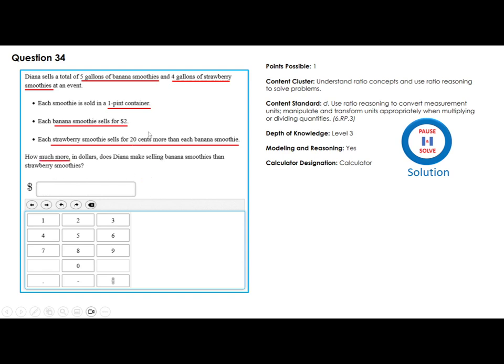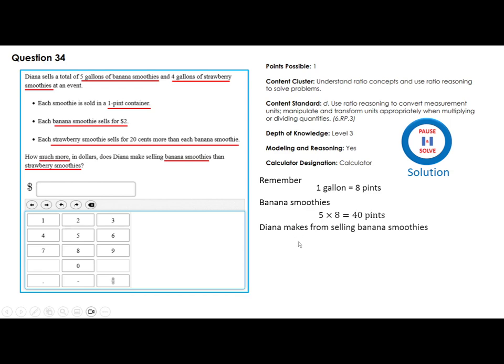Okay. This might look complicated, but just go ahead and put the information that you have. 5 gallons. Remember, 1 gallon is 8 pints. This will be given to you, okay? It's in the reference sheet. 1 gallon is 8 pints. Banana smoothies, 5 gallons. So 5 times 8 is 40 pints. That means 40 smoothies, okay? Diana makes from selling banana smoothies, each one sold for $2, it's $80.